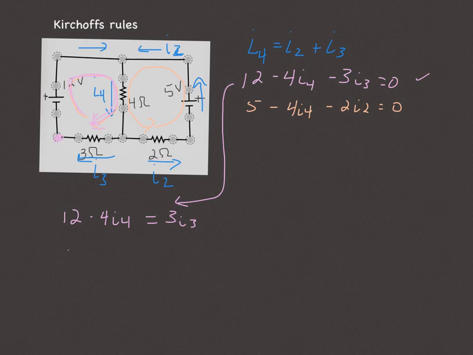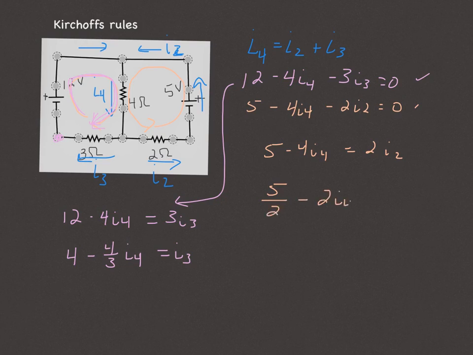Then I divide both sides by 3. So 12 divided by 3 is 4. That's minus 4/3 I4, and that equals I3. Okay. I'm going to do the same thing, but for I2 for this equation. So 5 minus 4I4 equals 2I2. Divide both sides by 2. 5/2 minus 2I4 equals I2.